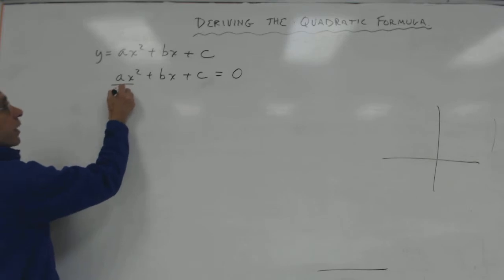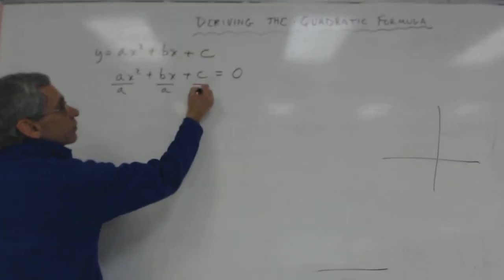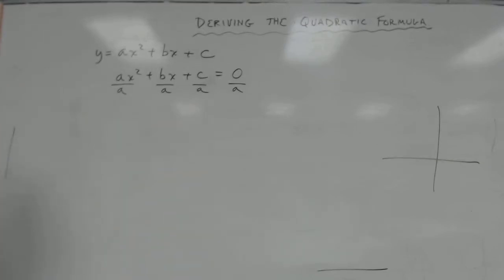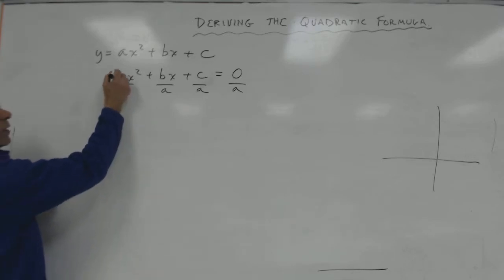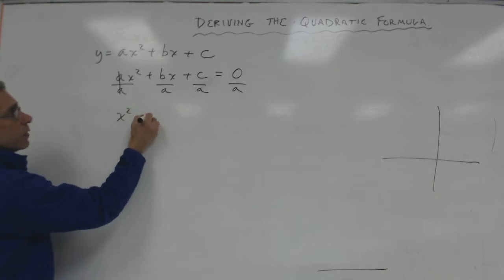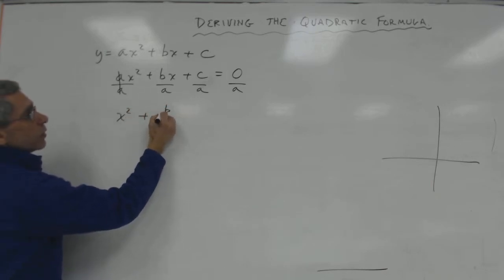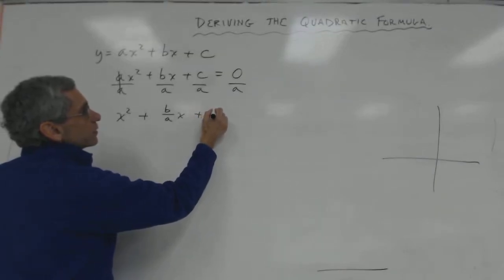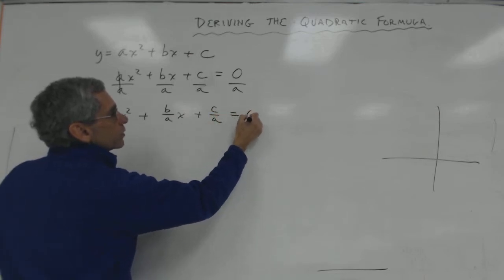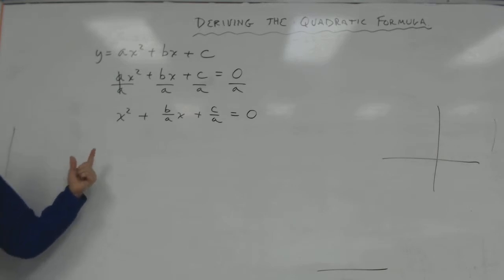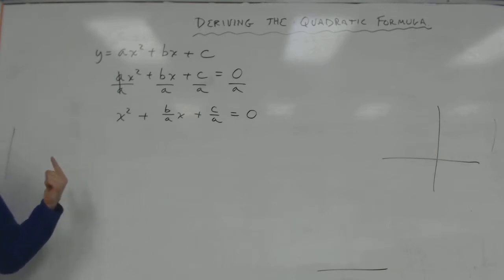So I'm going to divide this by a, divide this by a, divide this by a, divide this by a. You with me? It's going to get more complicated. It's going to get a little confusing for a while. Well, what happens here? The a's cross out. That's good. So now we have x squared plus b over a x plus c over a is equal to 0. Okay, you with me? We're getting there. Now what do I do to complete the square? What do I have to get rid of?